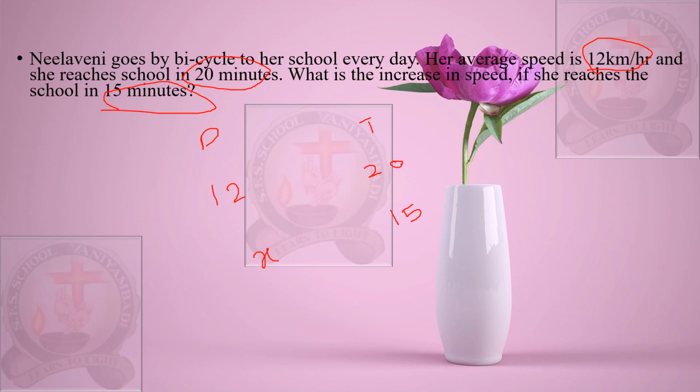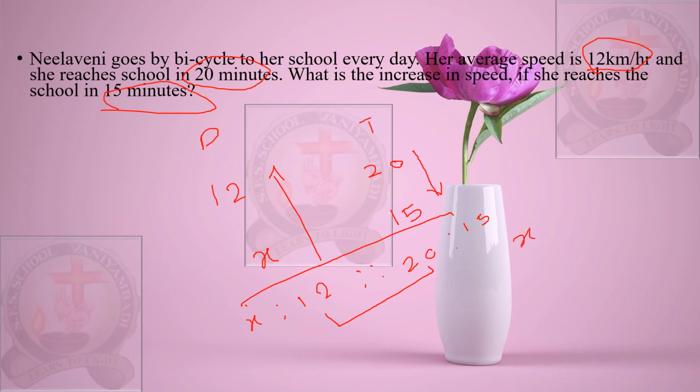Since the time is decreased from 20 to 15, of course the speed will increase. Let us rewrite this statement as x is to 12 as 20 is to 15. Now we'll apply the law of proportion. The product of extremes equals the product of means, where x and 15 are the extremes, 20 and 12 are the means. So x into 15 equals 20 into 12. Divide both sides by 15.